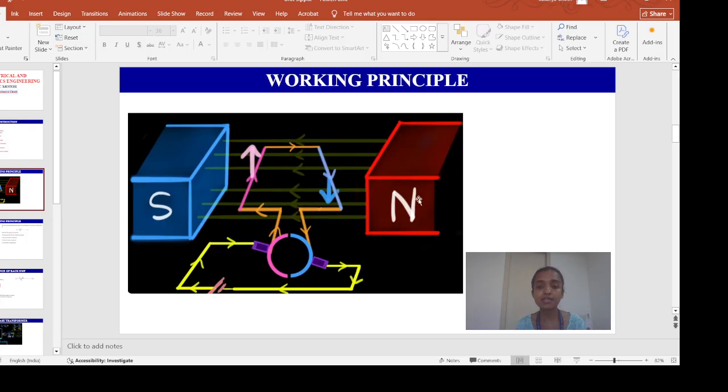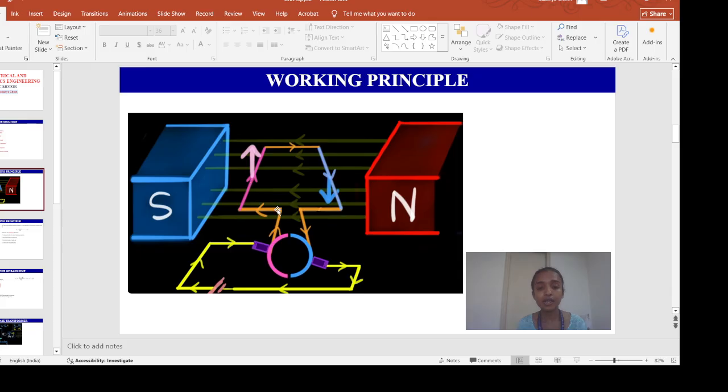So let's say this is the north pole of the magnet, this is the south pole of the magnet. Now, if we keep a rectangular loop of a current carrying conductor instead of a single current carrying conductor, then what will happen? Suppose this is my rectangular loop of the current carrying conductor. We are placing it in a magnetic field. So what will happen? As per Faraday's law of electromagnetic induction, what will happen?